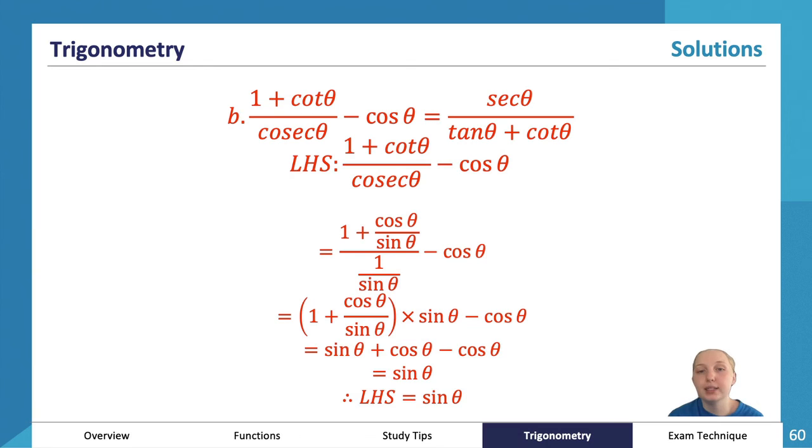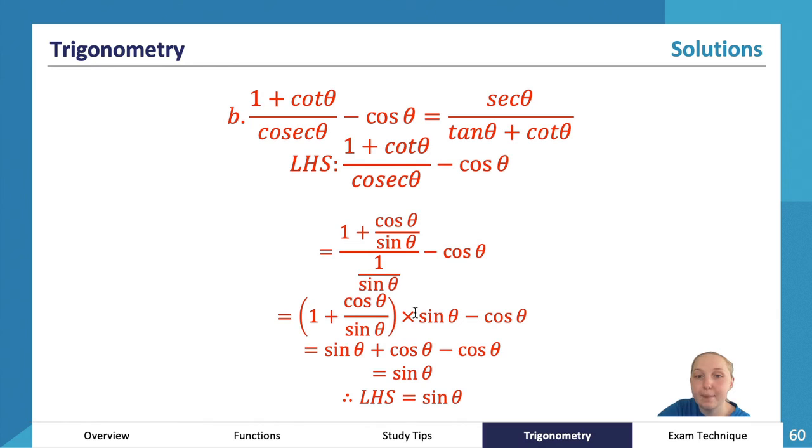If we've got 1 plus cot theta over cosec theta minus cos theta equals sec theta over tan theta plus cot theta, let's start by looking at the left-hand side: 1 plus cot theta over cosec theta minus cos theta. Cot can also be written as cos theta over sin theta. Substitute that in and we'll get 1 plus cos theta over sin theta. Cosec can also be written as 1 over sin theta, and we don't change the cos theta. If you're ever stuck on these questions and you have reciprocal trig values, just try putting in their sine, cos and tan values, and you'll usually get an indicator as to where you need to go.